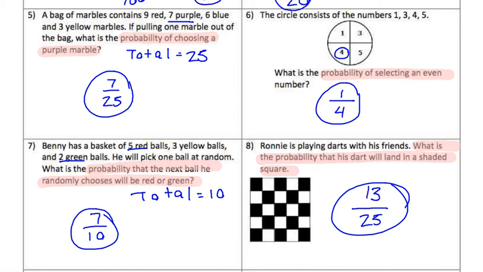Okay, and here are your answers for 5, 6, 7, and 8. For 5, there are 25 total. 7 of them are purple. In number 6, be careful, they didn't number the spinner in a conventional way. So there's only 1 out of 4 that are an even number. Number 7, it wanted red or green. I don't care which one is picked. It just has to be red or green. So there are 7 total out of 10. And then for number 8, it says the probability it will land on a shaded square. There are 13 shaded squares out of 25 total squares.